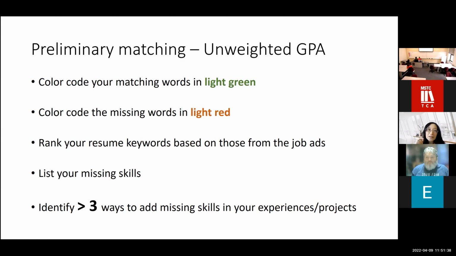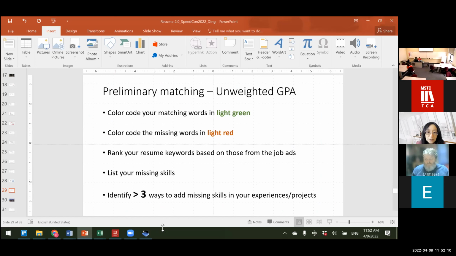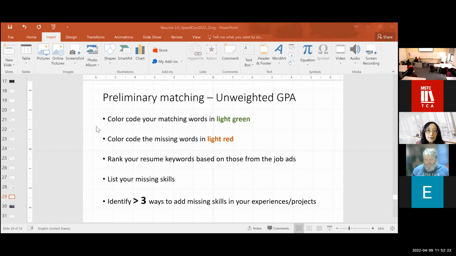We'll be doing preliminary matching by color coding, right? You'll color code the matching words in light green, and then the missing words in the job ads in light red, and then we'll be ranking that in the next few minutes. And eventually, I'd like you to highlight all the missing skills, and we'll wrap up with redescribing your experiences using those missing words if possible. So let me re-share my screen, and we'll go back to the Google Doc if I can find it. Okay, that's the wrong one. Okay, right here.